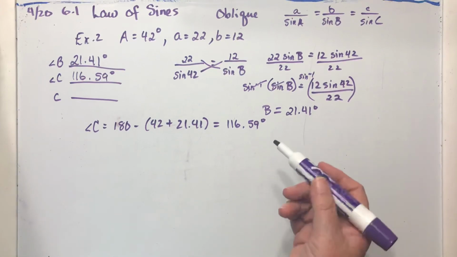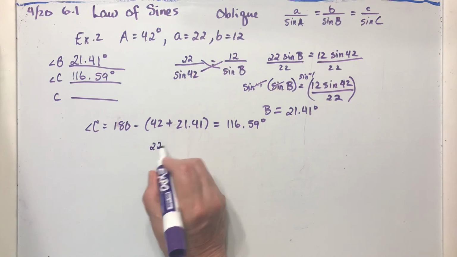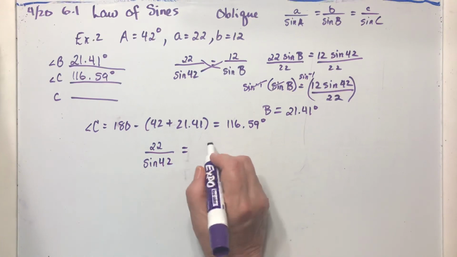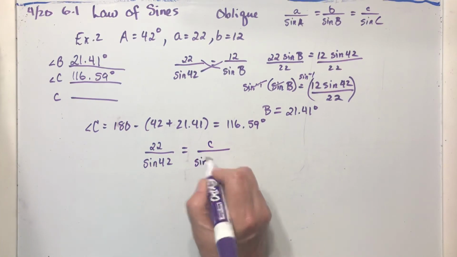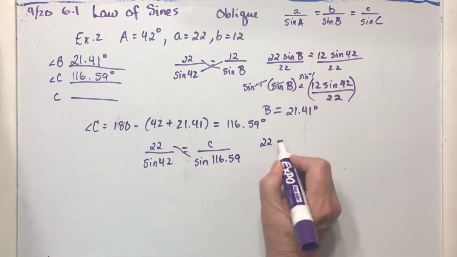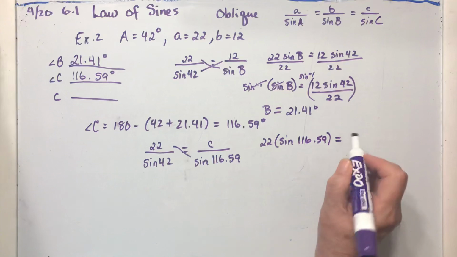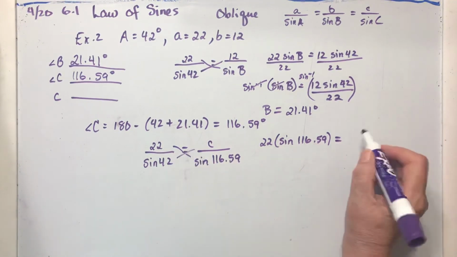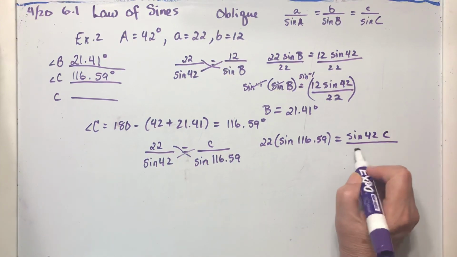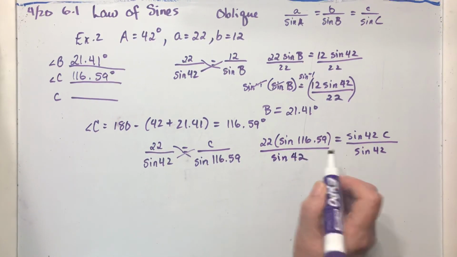Now we can go back to the law of sines, and again I'm going to use A as my anchor for that formula. So I'm going to have 22 over the sine of 42 equals, side c is what we're looking for. We do know angle C is 116.59. Cross multiply 22, you're going to get really good at cross multiplying. Your calculator's really doing all the work here, so it's not too bad. Cross multiplying this way, I have the sine of 42 times c. So to solve for c, I'm going to have to divide by the sine of 42, and then just throw all this into your calculator. Let it do all the work.